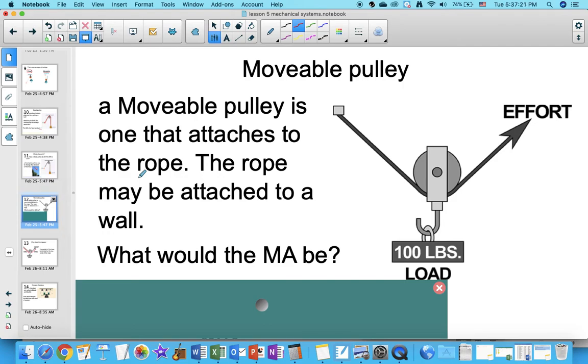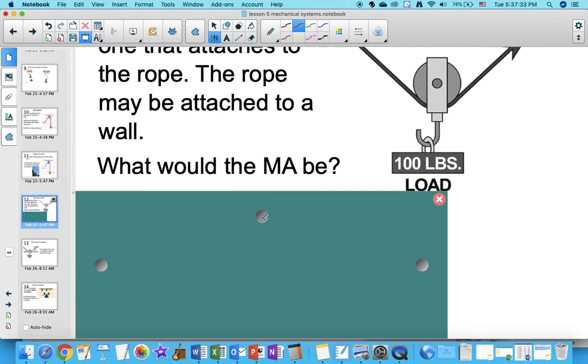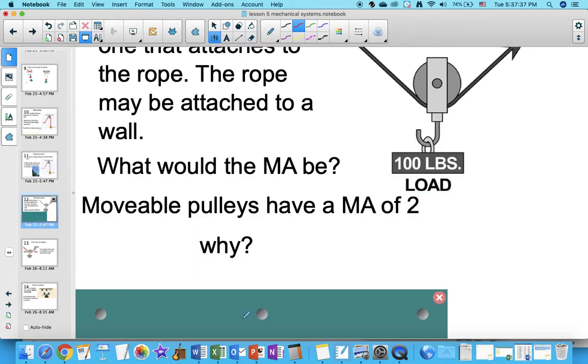Then we have a movable pulley. A movable pulley is one that attaches to the rope. The rope may be attached to the ceiling or wall itself. So what would the mechanical advantage of a movable pulley be? Well, a movable pulley would have the mechanical advantage of 2.